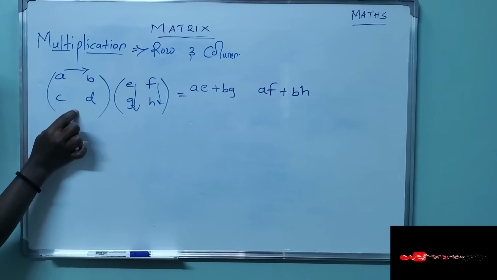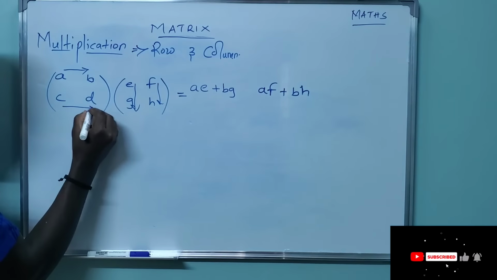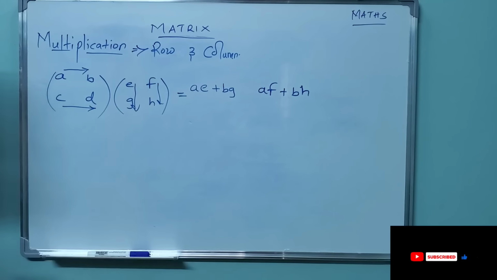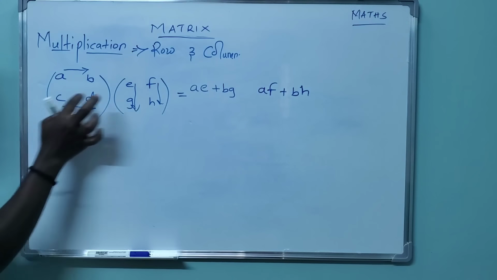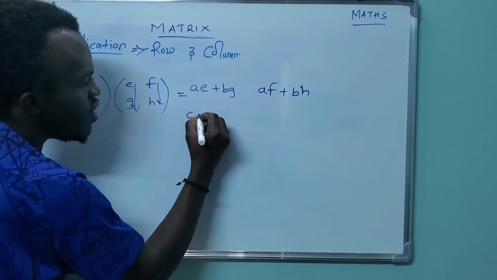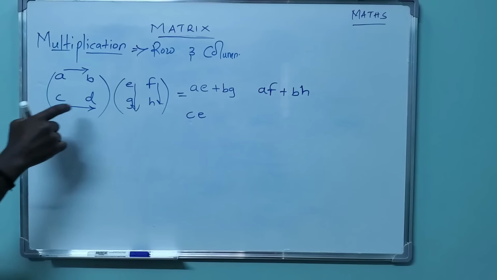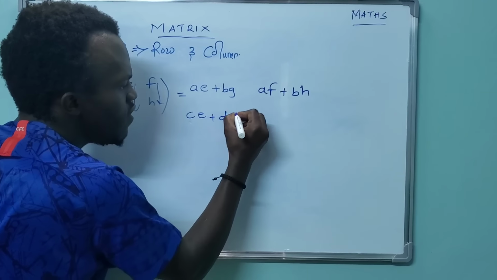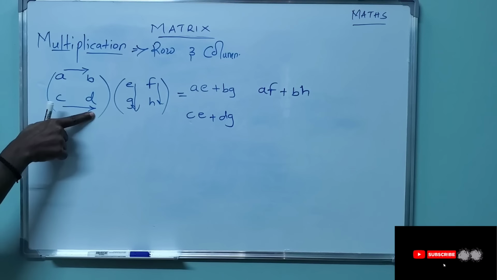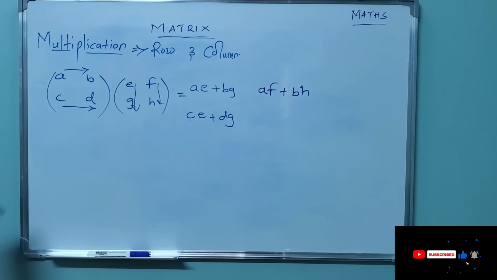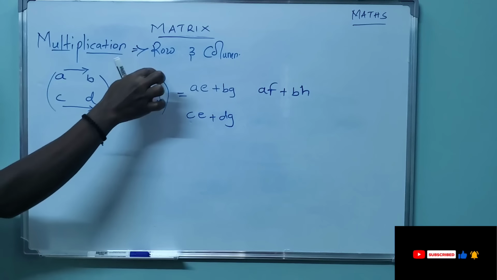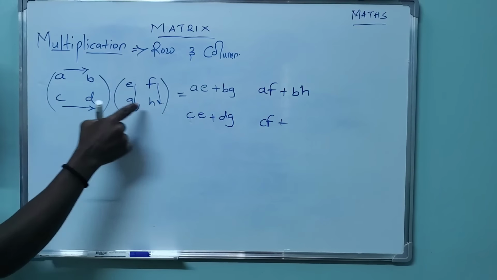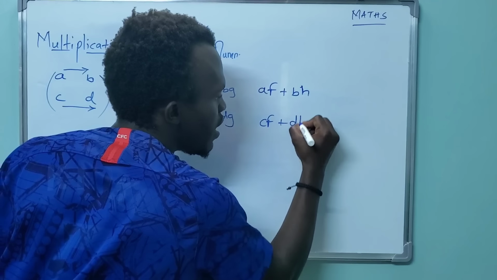Let me now go to the second row in my first matrix. This second row, I'm going to multiply also with the first column and also the second column. So I'll come here and say C multiplied by E will give me CE there. Then D multiplied by G, I'm going to have here plus DG. Then again, this row multiplied by the second column, which means I'm going to have here C multiplied by F is going to be CF, plus D multiplied by H. I'm going to have there DH.